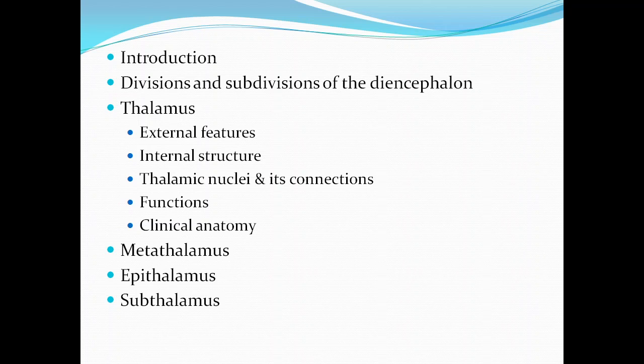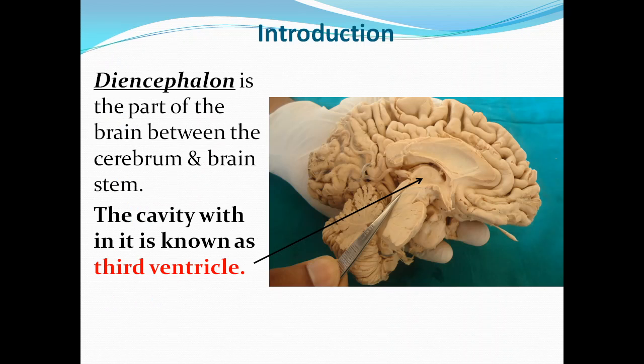Point of discussion: introduction, divisions and subdivisions of diencephalon, then thalamus, under the following headings: external features, internal structure, thalamic nuclei and its connections, functions and clinical anatomy. Then metathalamus, epithalamus and subthalamus. These are the points of discussion. Now the first point is introduction.